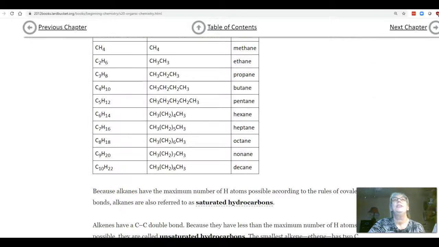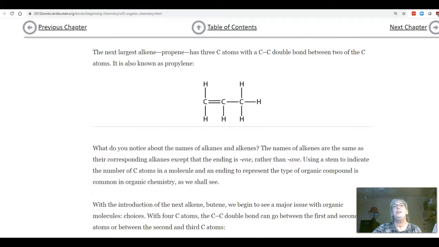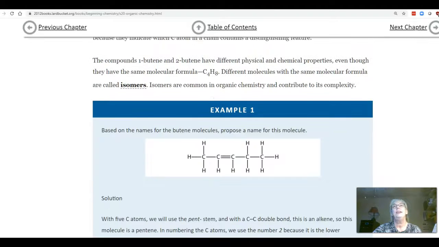And then this naming structure is really the new thing for organic chemistry. So take a look at this and make sure you understand how to name things. It's important, and I usually have that on quizzes and tests. Then look at the unsaturated things where you have double and triple bonds. Understand how to name those as well.